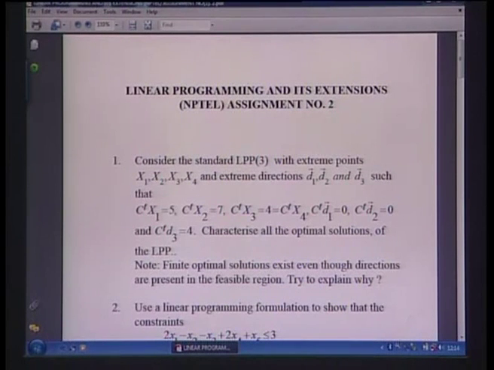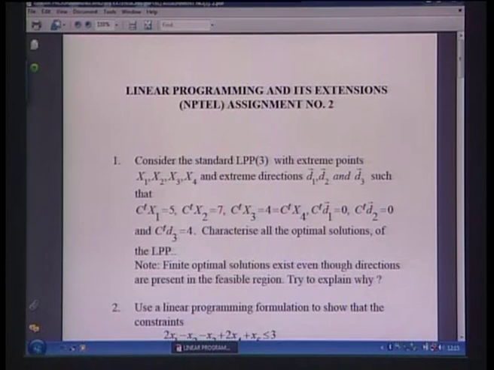Remember, I refer to the standard LPP, which is minimization of C transpose X subject to Ax equal to B, X non-negative. For a standard LPP, you are given the 4 extreme points x1, x2, x3, x4, and the directions. There are 3 directions in the feasible set, d1, d2 and d3, and I have given you the values of the objective function at the 4 extreme points. The first one, C transpose x1 is 5, C transpose x2 is 7, C transpose x3 and C transpose x4 both have the value 4.